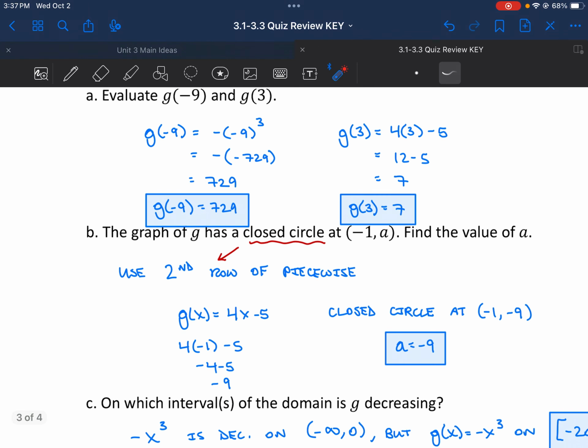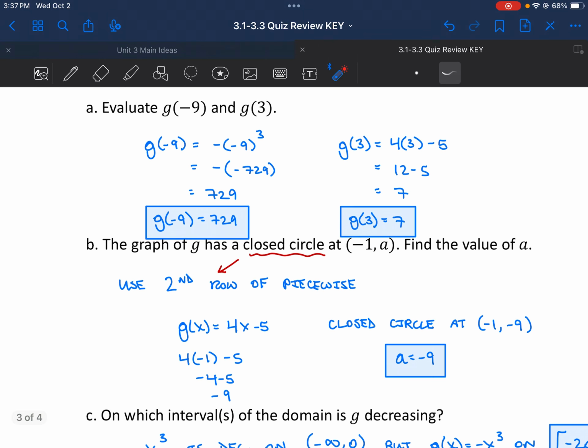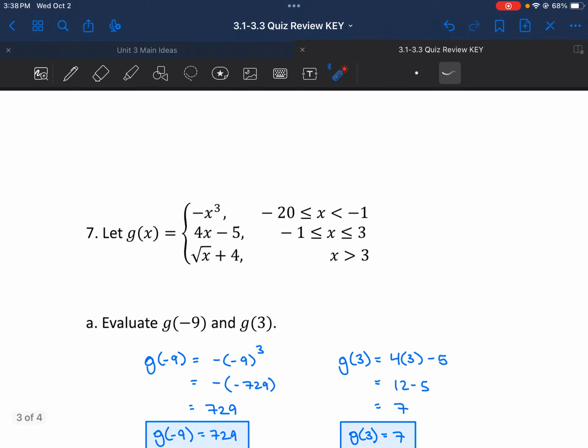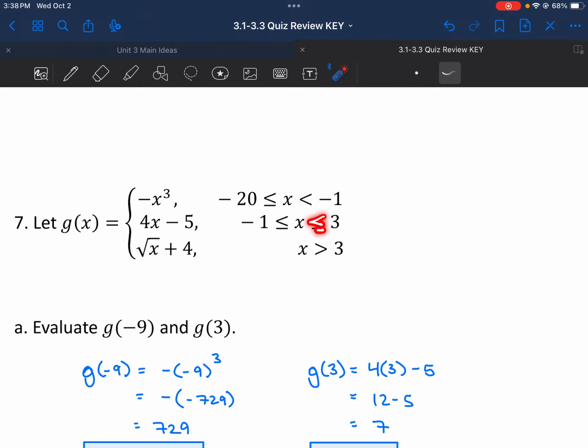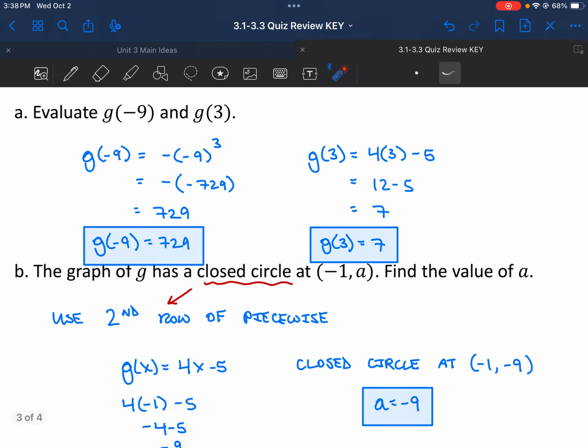All right, part B. The graph of g has a closed circle. This is important. At negative 1 comma something. We want to find out what that something is. Find the value of a. Closed circle. So when you think closed circle, you think less than or equal to, or greater than or equal to, something with an or equal to. An open circle would be with a less than or a greater than.